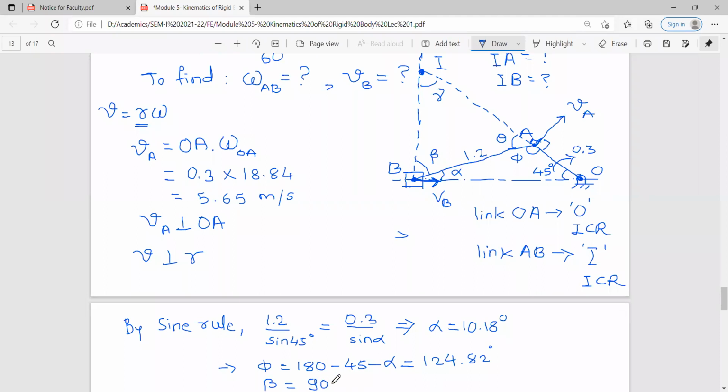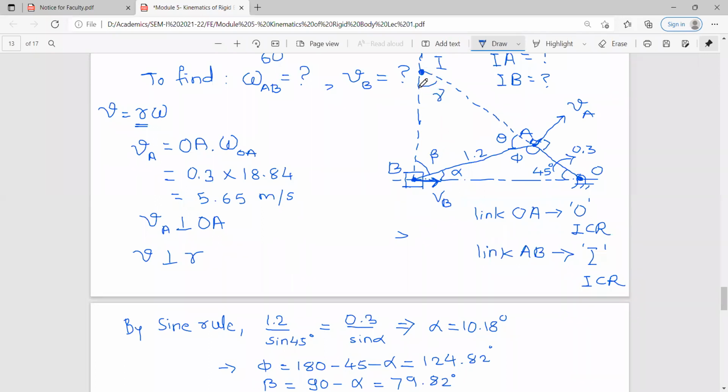Beta will be equal to 90 degrees minus alpha. Alpha plus beta is 90 degrees because this line is drawn perpendicular to the velocity direction, which is horizontal. How much is 90 minus alpha? Sir, it's 79.82. Yes.